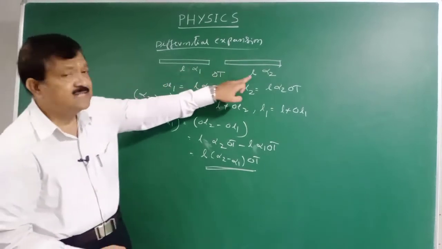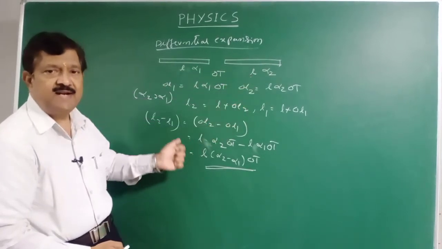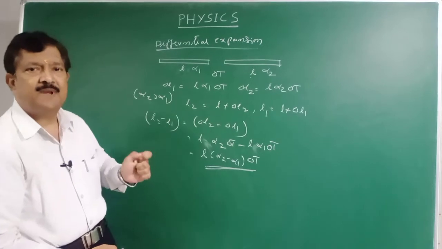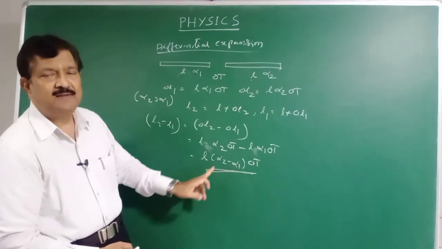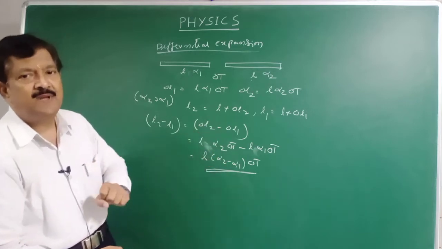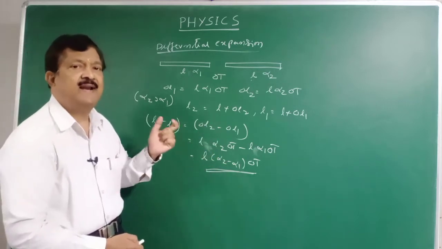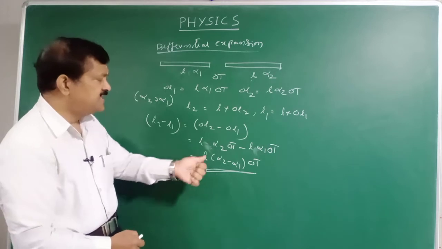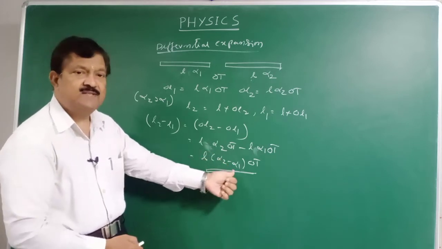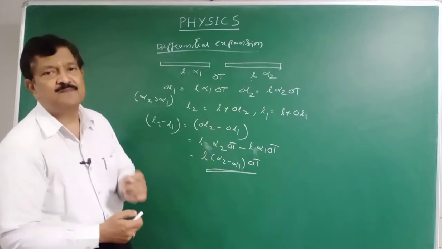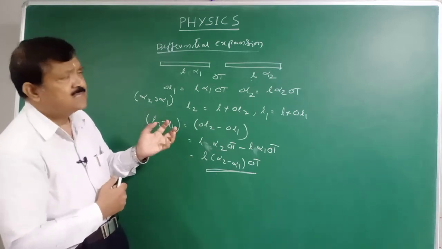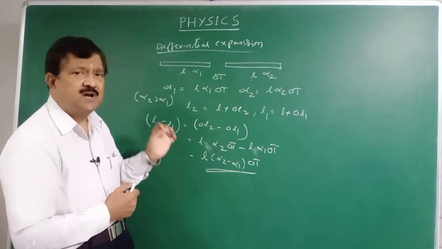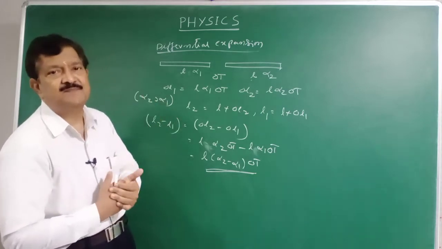Initially, they have the same length, and the change in temperature is also the same. But because of different coefficients of expansion, the final lengths are not the same and there is a difference in their final lengths. This difference in the final lengths is known as differential expansion. Now, let us discuss applications of this differential expansion.